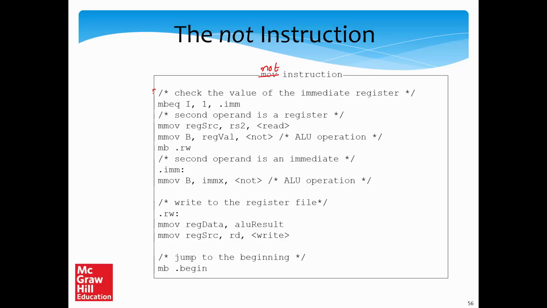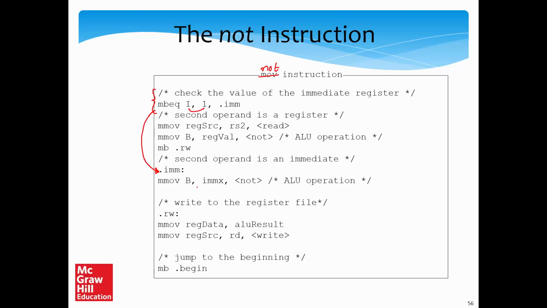So what we do is we check the value of the immediate register. So we again compare it with 1. If the second operand is a register, we do something, otherwise we do something else. So we have always been looking at the first case, the case when the operand is an immediate. So let's take a look at it first.